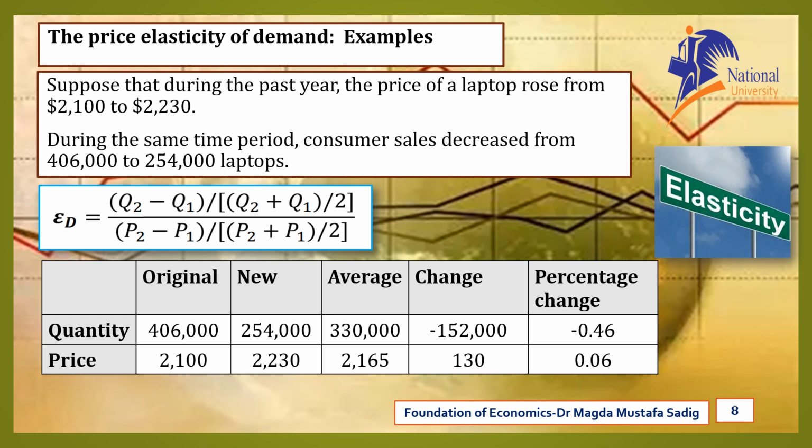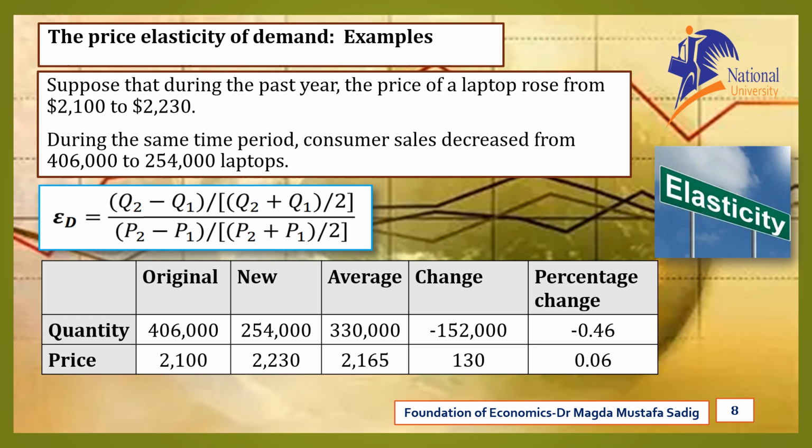We have to subtract the new 254,000 minus 406,000, so we'll get minus 152,000. Then the change in price is 230 minus 2,100, which is 130. So apply the average and the change in the formula, in the above formula.